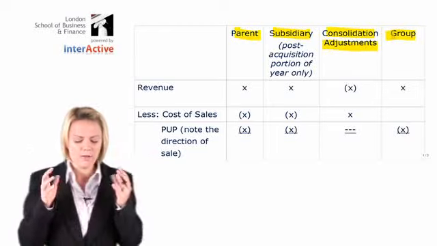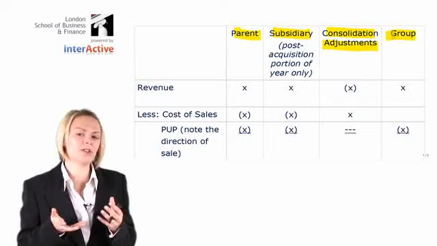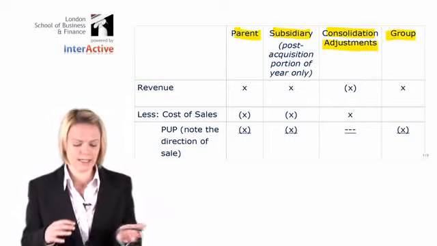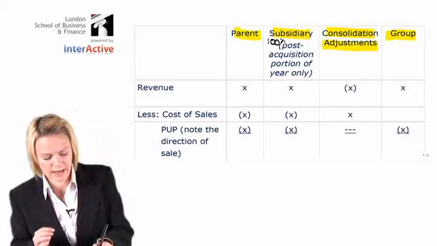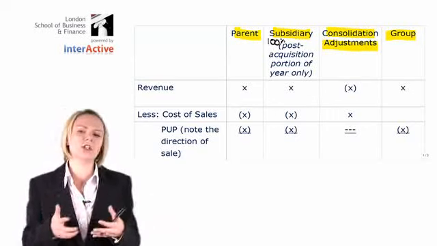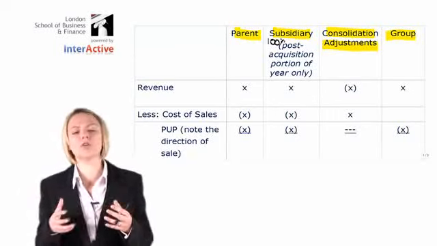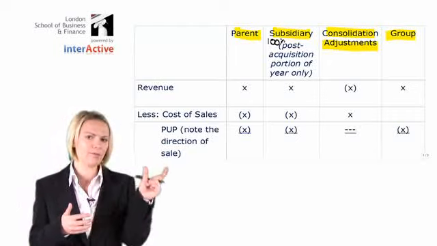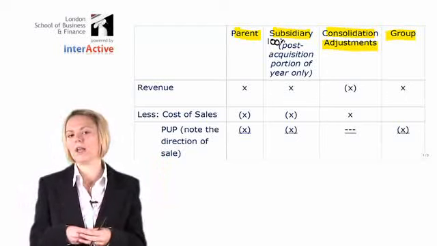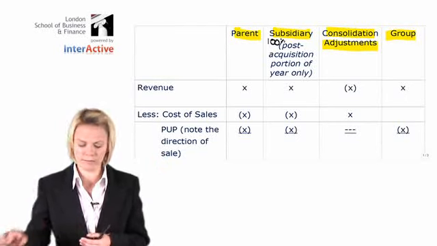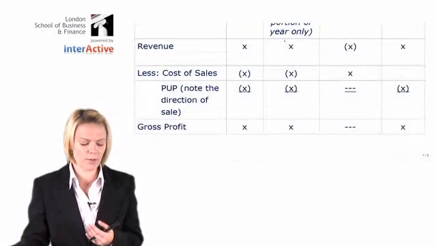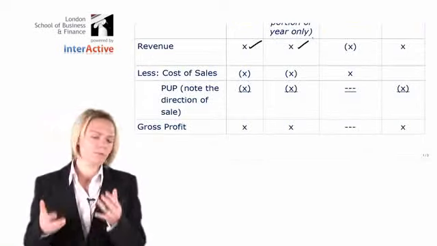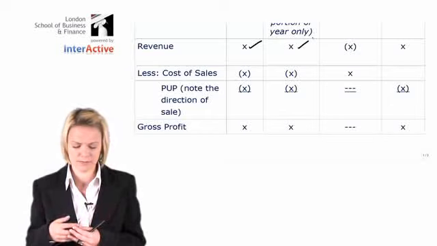Okay, so for the parent, we take all of the parent's revenue and expenses on a line-by-line basis. And the same goes with the subsidiary. Regardless of the percentage holding, we always take 100% of the subsidiary's revenue and expenses and add them to the parent's on a line-by-line basis. Okay, so if we start off then with revenue, parent plus sub, copy that from the question.